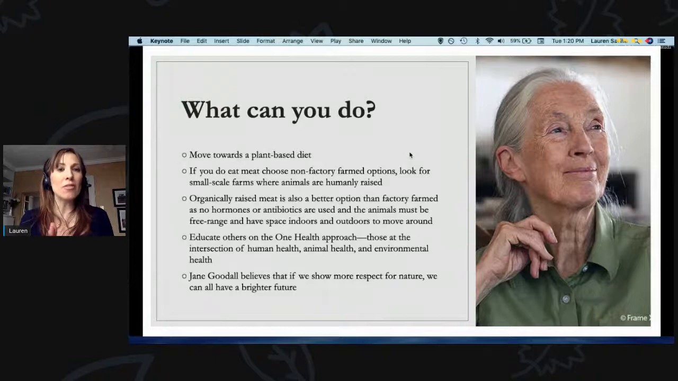And what I really love about what Jane has to say is that she believes that if we show more respect for nature, if we show that respect that is so much deserved of the animals and plants we share this planet with, we can all have a brighter future.